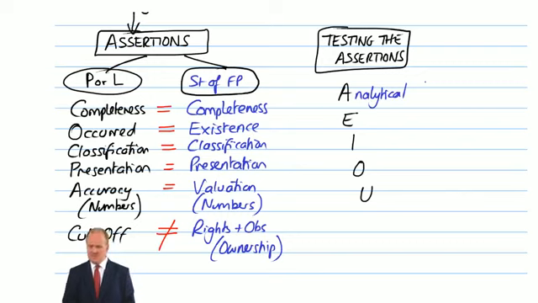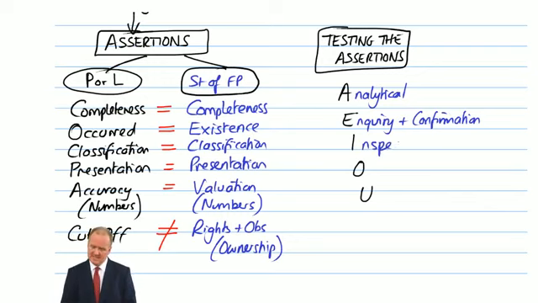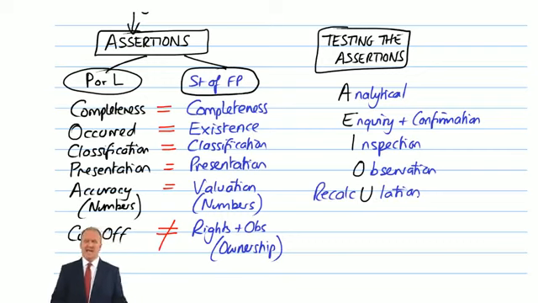We can use analytical. We can ask somebody a question, but that will only be of any benefit if we get an answer. We can inspect things. We can observe things. And the one that is a total cheat, we can recalculate things. But it means we've got A, E, I, O, U, which of course are the 5 vowels in the English language, which hopefully makes it easier for it to stick in your brain.